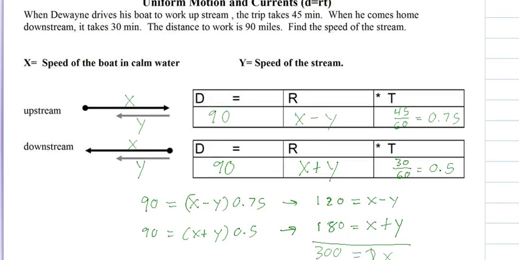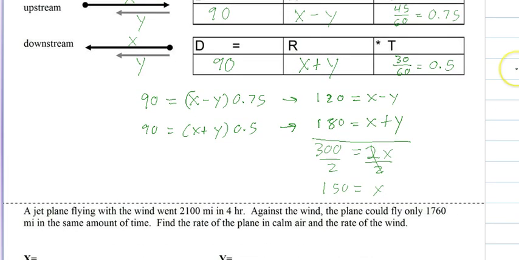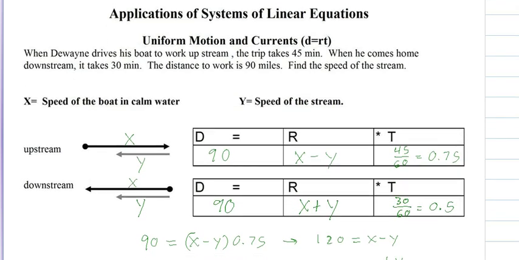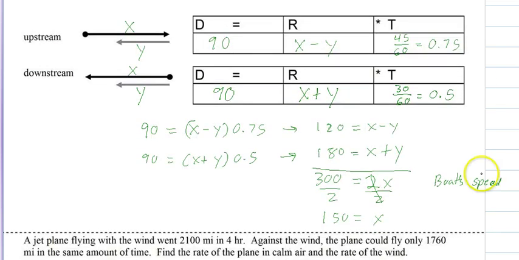And what x represents is the speed of the boat. It's a very, very fast boat. So the boat's speed is 150 miles per hour.